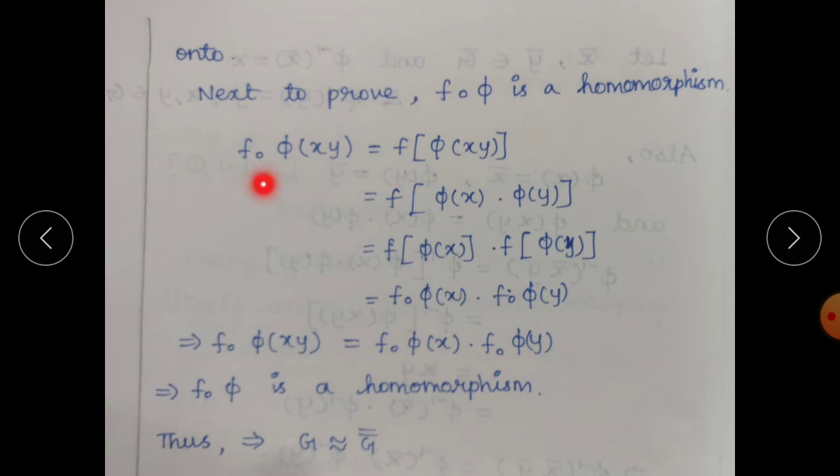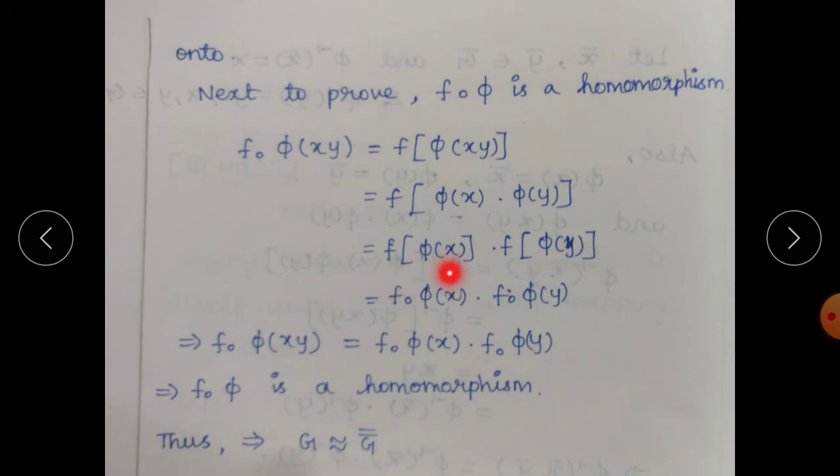So we take the left hand side, F composite phi of xy. That is, we write F of phi of xy. Phi of xy can be written as phi of x into phi of y, since phi is a homomorphism, so we can separate these two. In the next step we separate like this because F is also a homomorphism. So F of phi of x, F of phi of y.